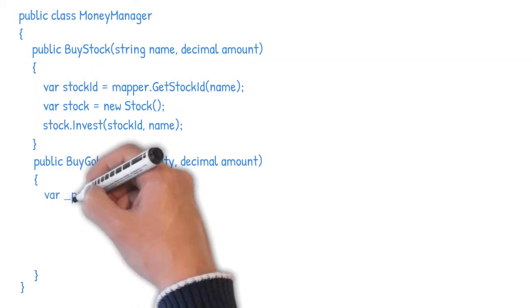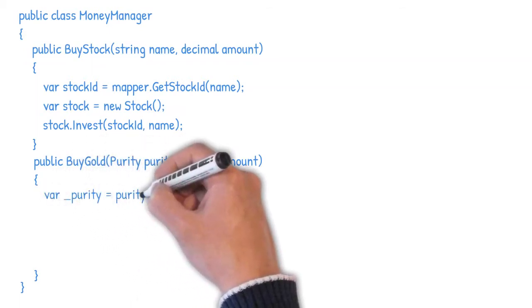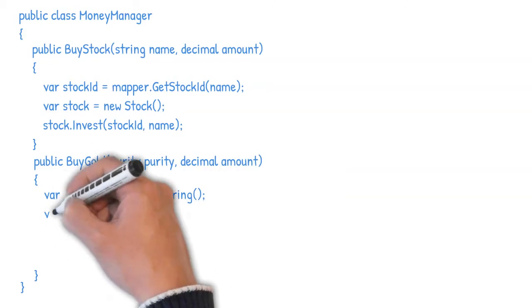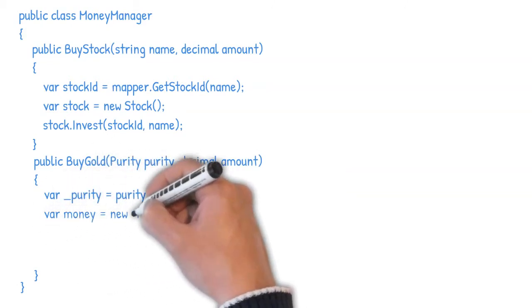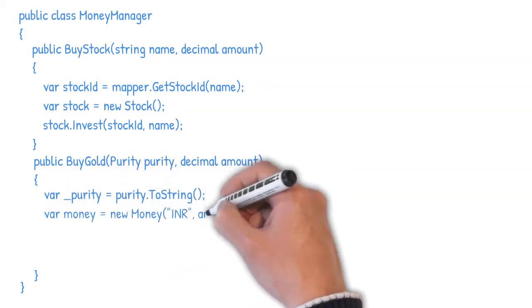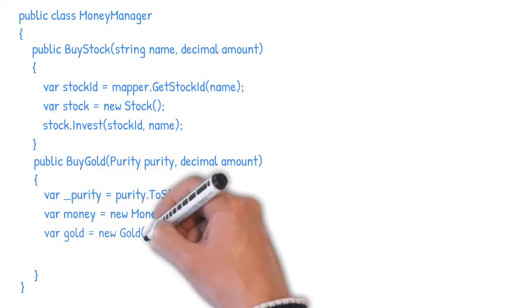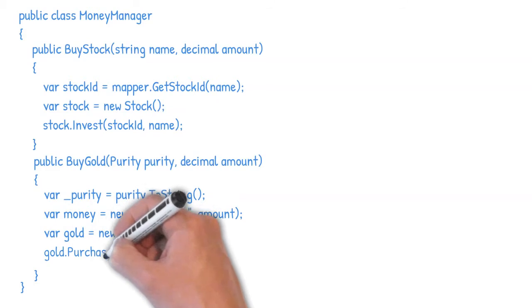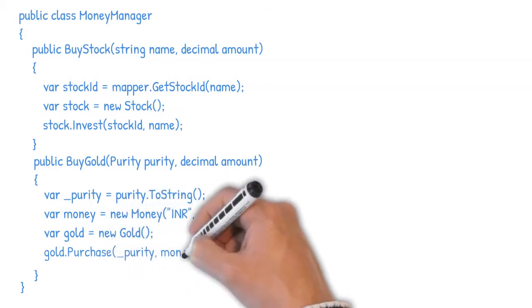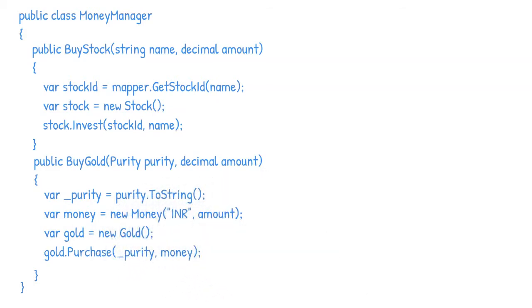This method will take care of converting the enum value of purity into a string value and the decimal amount into the instance of money. Once both these values have been initialized, this method will now try to create the instance of gold and invoke the purchase method on it.